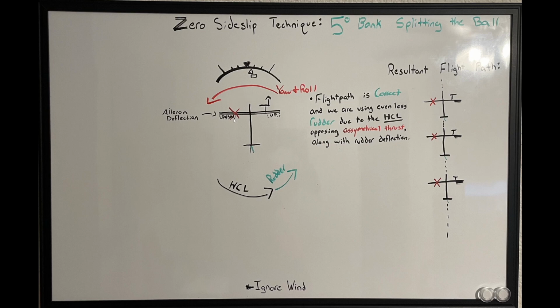Seen here are the aileron deflections. In this case, we have the right aileron up and the left aileron down, so the yoke would go towards the right. Due to this, the flight path is correct, and we are using even less rudder due to the horizontal component of lift helping to oppose asymmetrical thrust along with our rudder deflection. This is good.